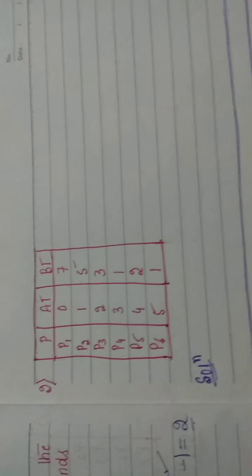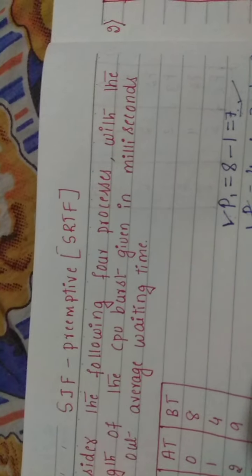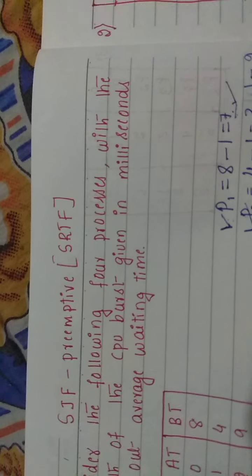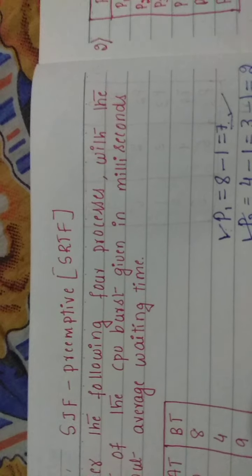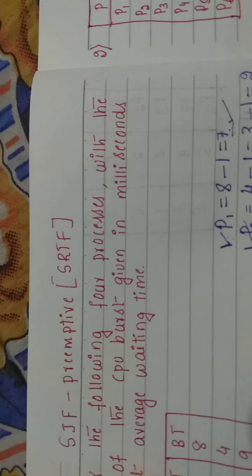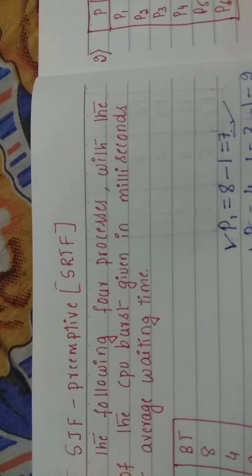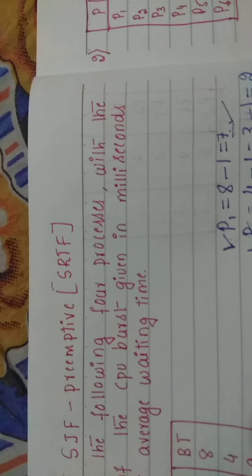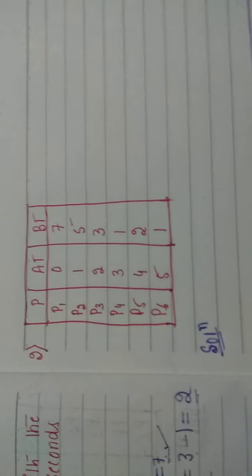We'll see the second example in preemptive SJF. I forgot to tell you, this preemptive SJF is also known by the name SRTF. SRTF means shortest remaining time first. So that is another name for preemptive SJF. So we'll see the second problem in SRTF.